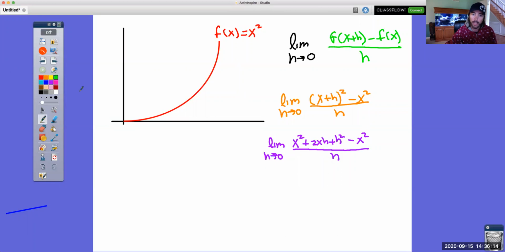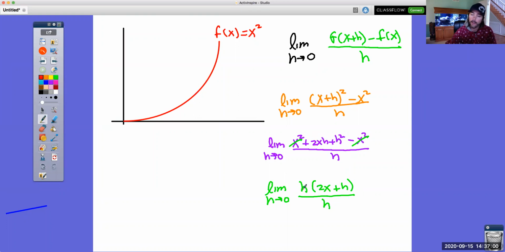I still can't plug in as h goes to 0 because I have a divide by 0 error. But look at one thing that's occurred. These x squareds are going to cancel each other out. x squared minus x squared goes away. So now I'm left with the limit as h goes to 0. One more thing I want to do. I have a 2xh in the numerator with an h squared. I'm going to factor an h out instead of just copying what I have. I'm going to factor an h out of 2xh, I'll be left with 2x. I'm going to factor out an h from h squared, dividing it out, I'm going to be left with h. If I distributed it back in, I'd get what I have up there in purple.